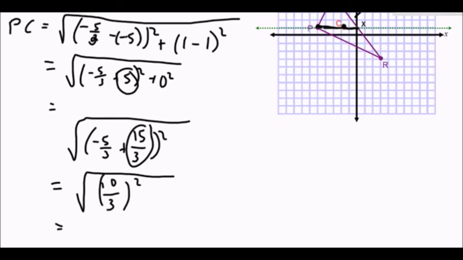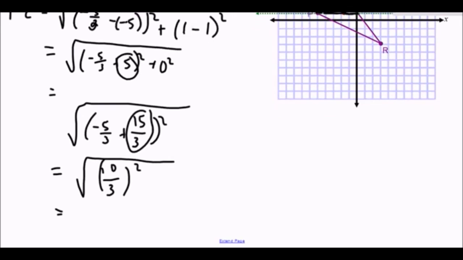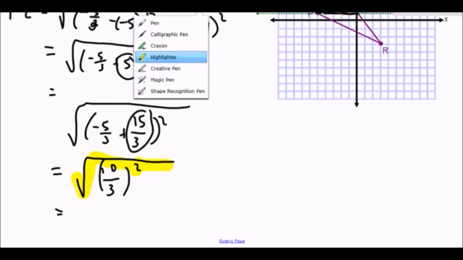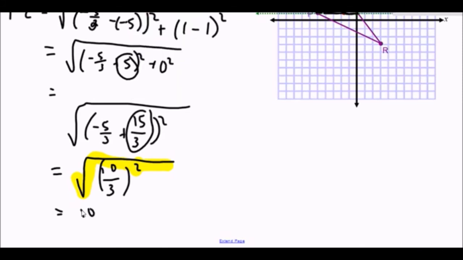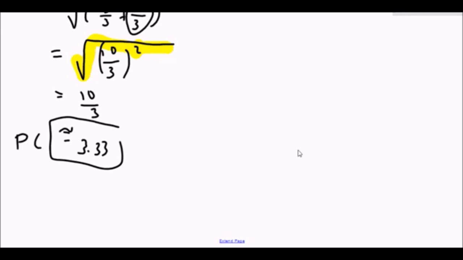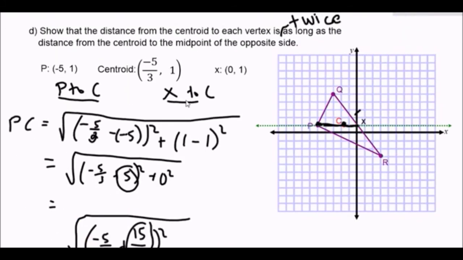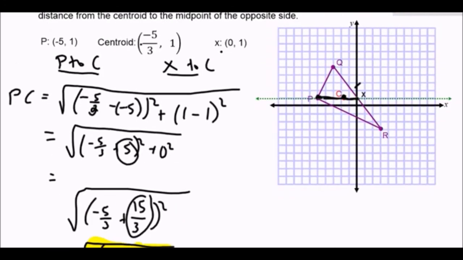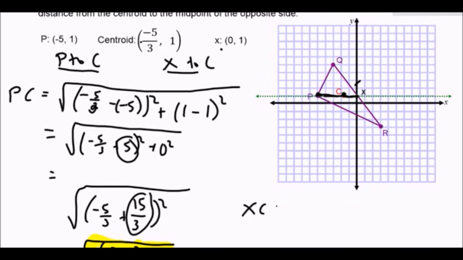And of course, if I'm squaring something and I'm square rooting something, those two acts just cancel each other out. So my answer is 10 over 3, and as a decimal, that's about 3.33. So that's the distance from P to C. Now I need to find the distance from X to C and compare it. So from X to C, again, square root formula.